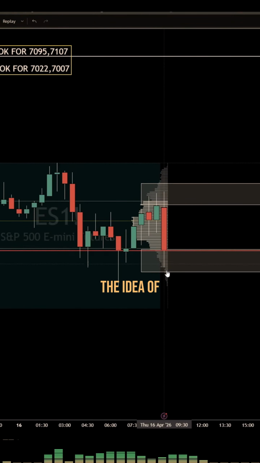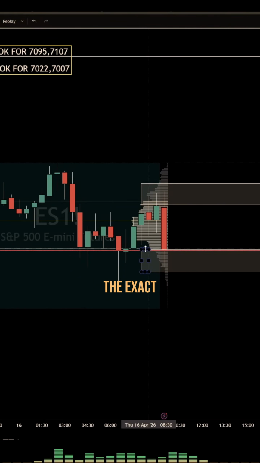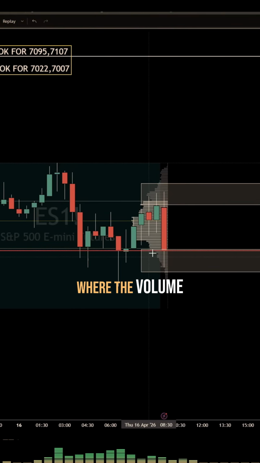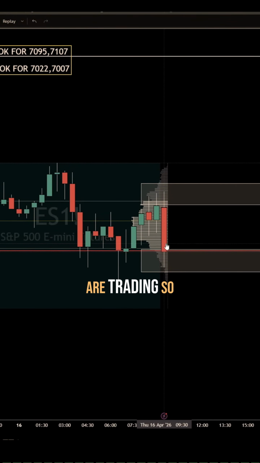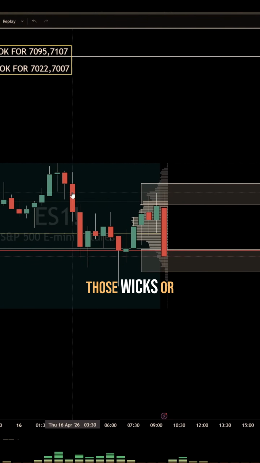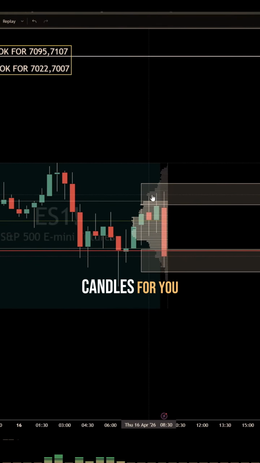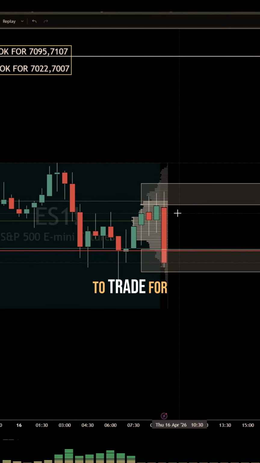And that's the idea of where you want to trade. Not just the exact value level, but where the volume and where the wicks, where the candles are trading. So if you do this method, it will most of the time grab those wicks or those candles for you, because that's where the volume is. So it just gives you more of a zone to trade for those rotations, not the exact level.